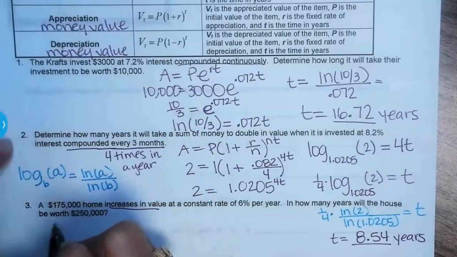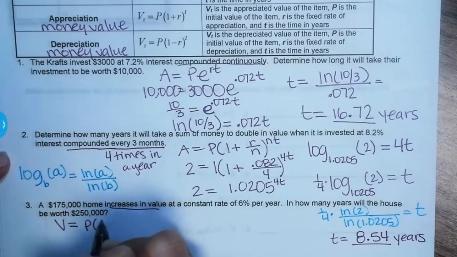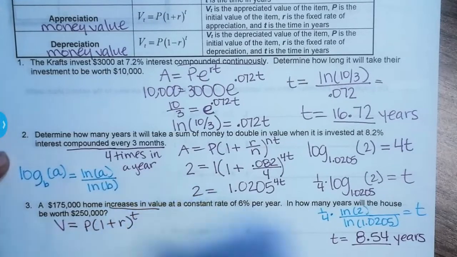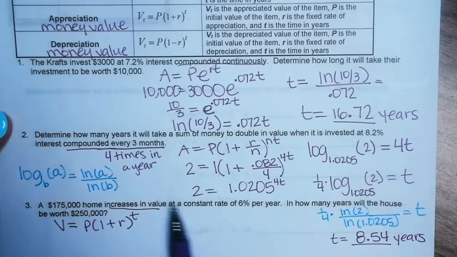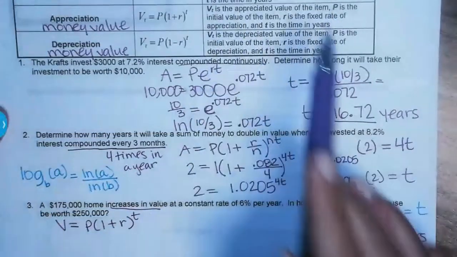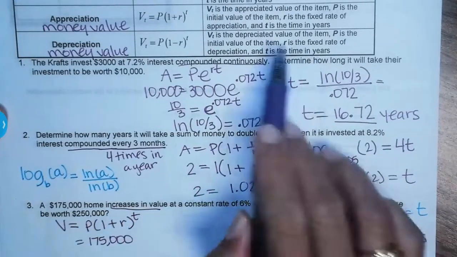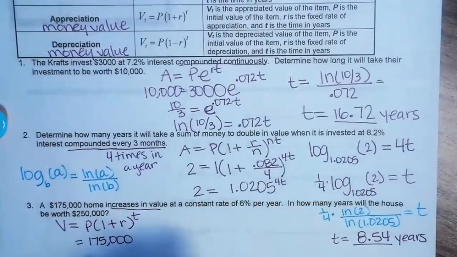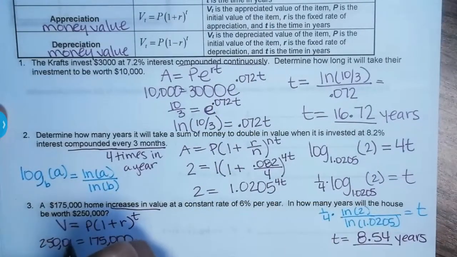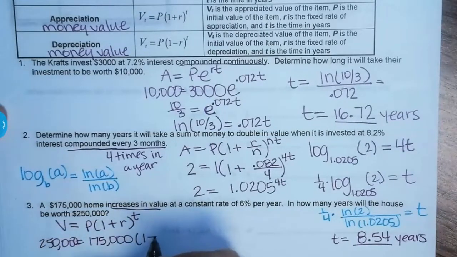So I'm going to be using this formula. V equals P times 1 plus R raised to the T. It increases in value at a constant rate of 6% per year. In how many years will the house be worth $250,000? You can read here what they stand for, but P is the initial amount, so 175. V is how much it's worth, the appreciated value after a certain amount of time, so 250. 1 plus the rate, always as a decimal, so 0.06, raised to the T.